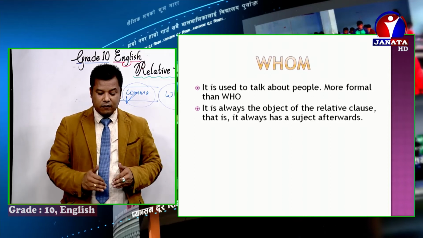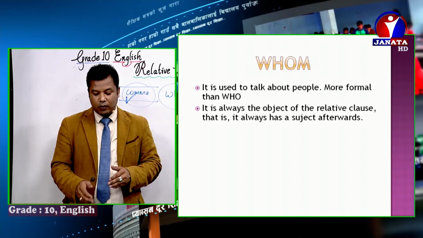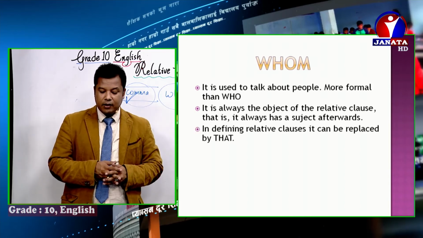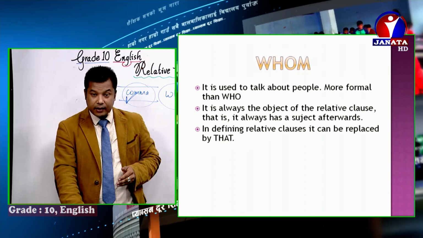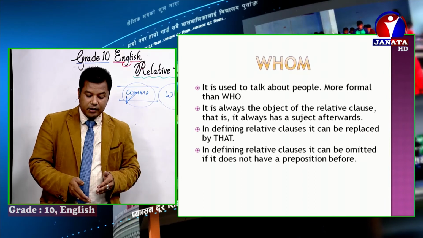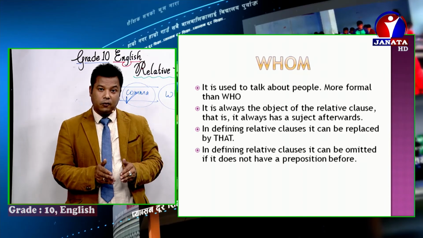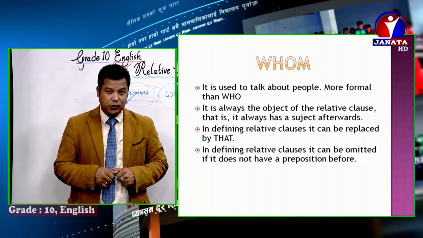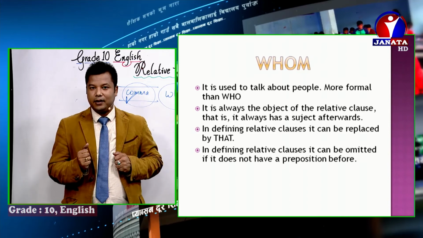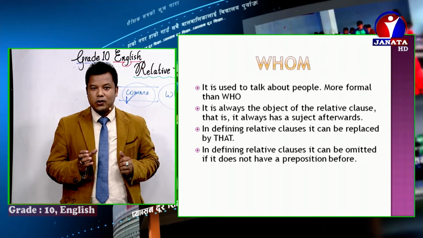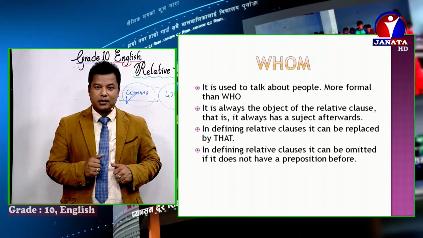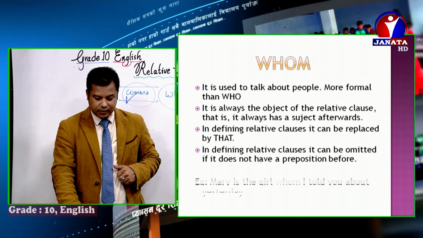Whom is the object of the relative clause, that is, it always has a subject after it. So in defining relative clauses, it can be replaced by that. And in defining relative clauses, it can be omitted if it does not have a preposition before it. Now, with this a little complex structure that we are going to talk about, what is the preposition doing here? How to use prepositions in relative clauses with relative pronouns. We are coming on to that.